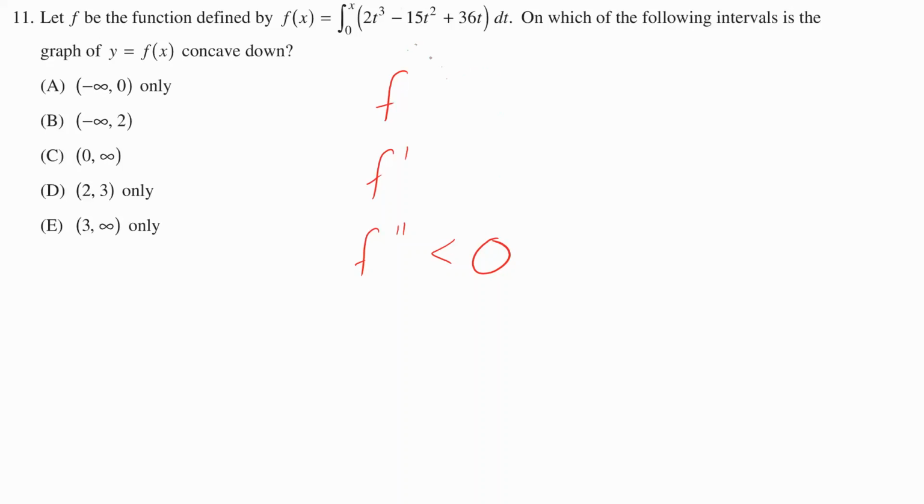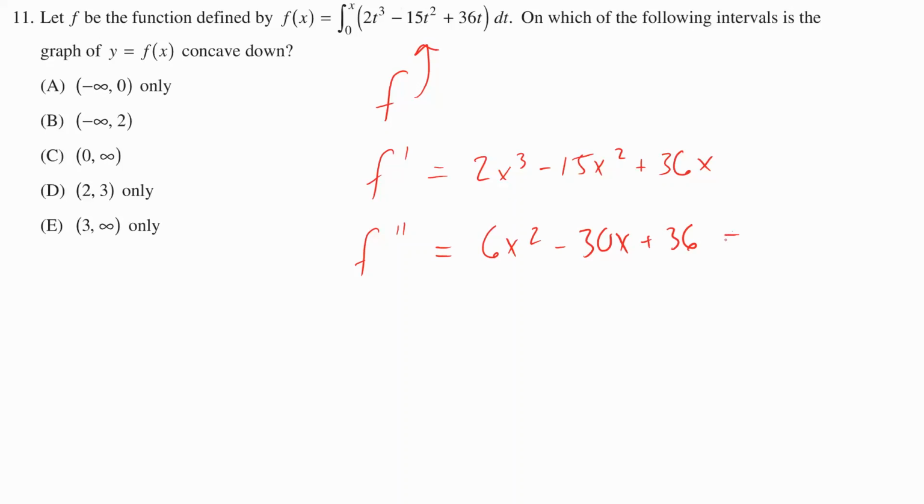So if f is that function, f prime is the derivative of the integral, which would just be, in this case, putting x in there. And then its second derivative would be, let's go ahead and erase that guy, 6x squared minus 30x plus 36. And if we find when that's equal to 0, we can find the other parts where it's either positive or negative. Looks like we can factor out a 6, get this guy factored.